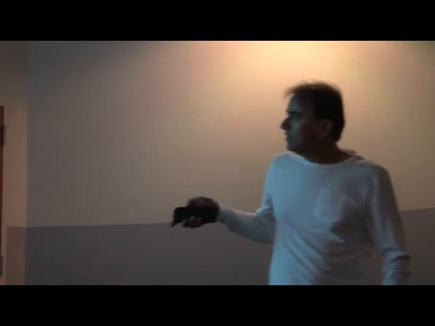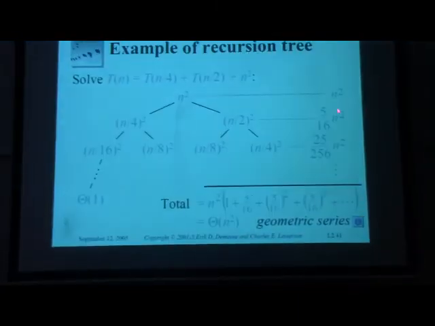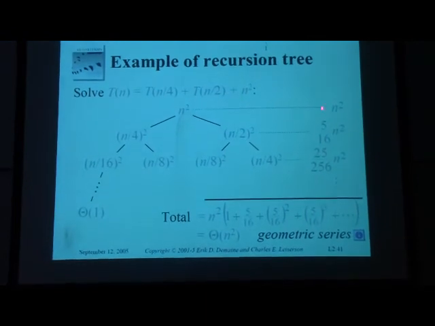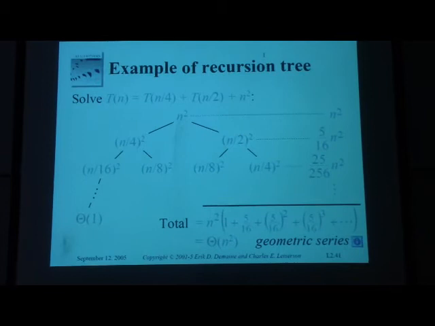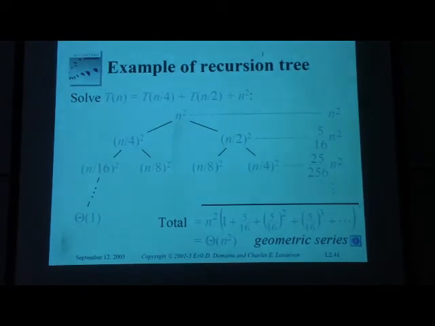Okay, if you see over here, notice that n squared is staying constant, but the amount of actual work, is it increasing or is it decreasing? It's decreasing. How is it decreasing? It is decreasing exponentially. So it's not staying the same.